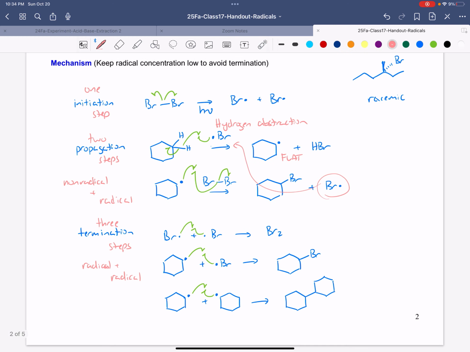Now the terminations may not look too bad because if we form Br2 down here, we can just shine more light and get the process started again up here. So shine more light. And this is okay, but it terminates the propagation step. It stops it. But it stops because it doesn't create any radicals. It stops propagation because no radical formed.